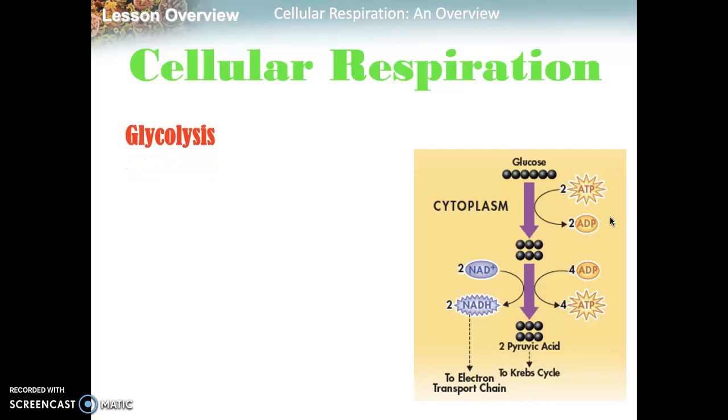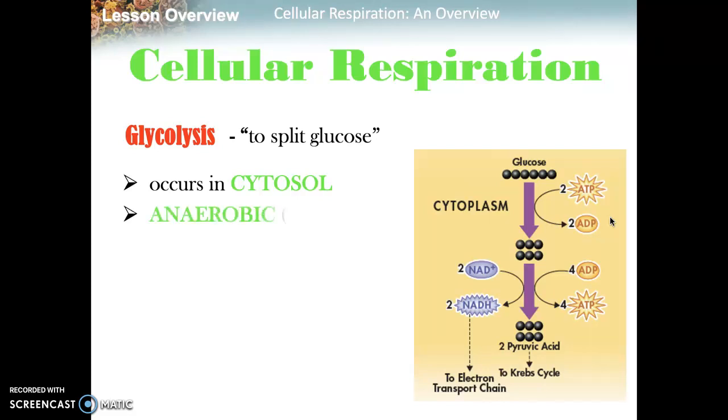Glycolysis, the first step of cellular respiration. Lysis means to split. Glycolysis, glycogen. Glycogen is made up of glucose, so we're splitting glucose. It literally means to split glucose. This, as I said, occurs in the cytoplasm or cytosol, the liquid portion of the cytoplasm. You can see there in the picture what is happening.